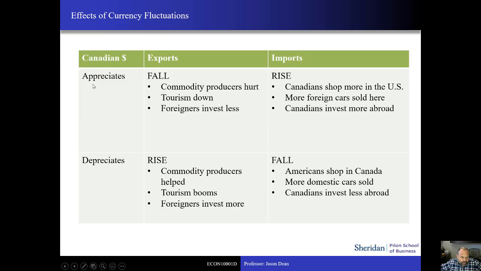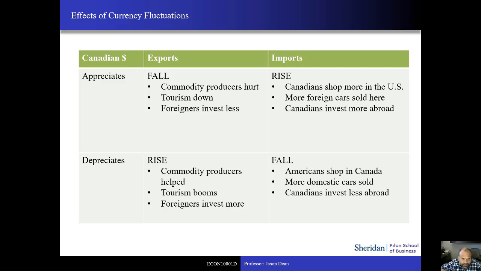So if our currency appreciates, then we expect that exports would tend to fall. And that's because it's more expensive for foreigners to buy our goods and services. So we're going to have less of them buy commodities that we tend to export. Tourism would be down. We would be selling less, not just commodities, but goods and services. And it's also possible that foreigners would invest less financial capital.